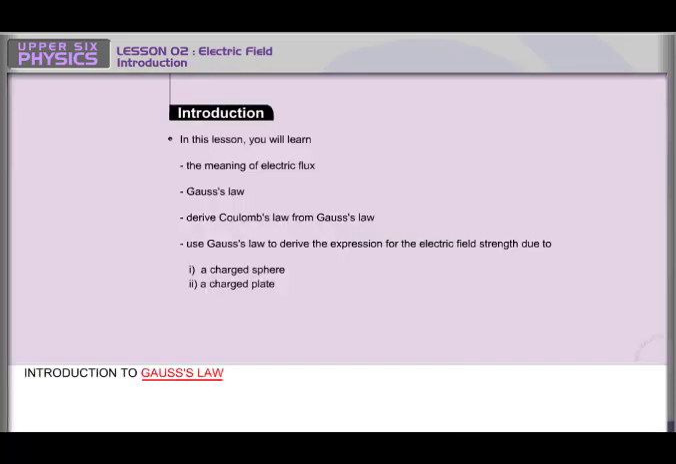In this lesson, you will learn the meaning of electric flux and Gauss's law, derive Coulomb's law from Gauss's law, and use Gauss's law to derive the expression for the electric field strength due to a charged sphere and a charged plate.